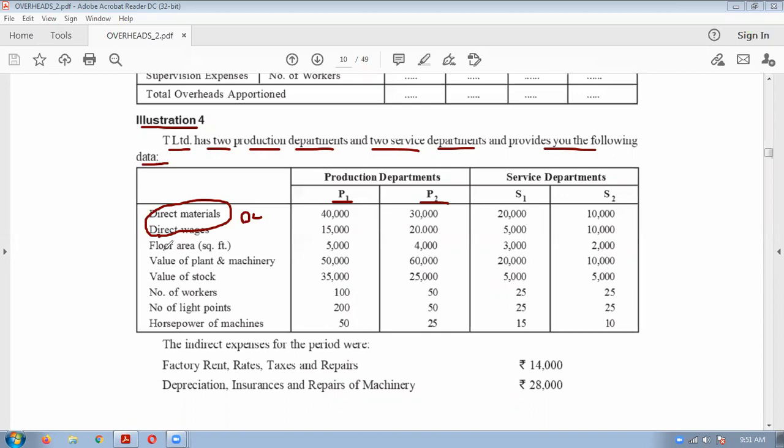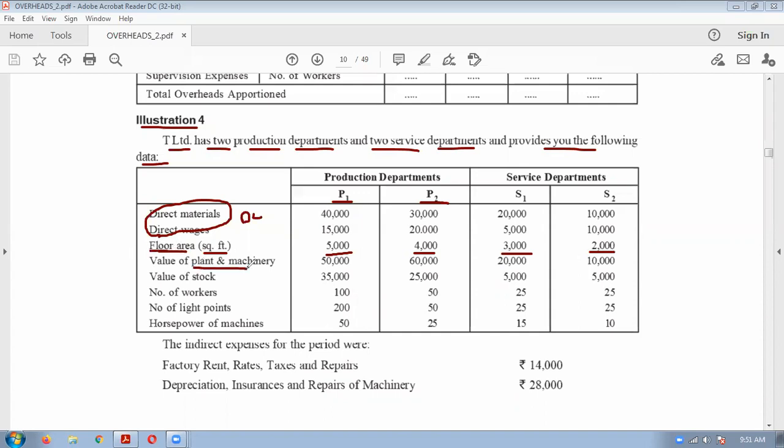Now here some bases are given. See, floor area of the company, square feet. So production department P1 is of 5,000 square feet and P2 is of 4,000 square feet. Clear? Service department S1 is 3,000 square feet, S2 is 2,000 square feet. So this is floor area.